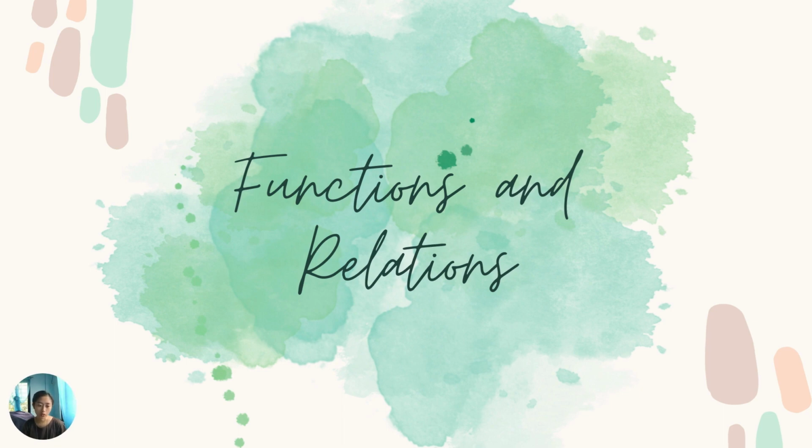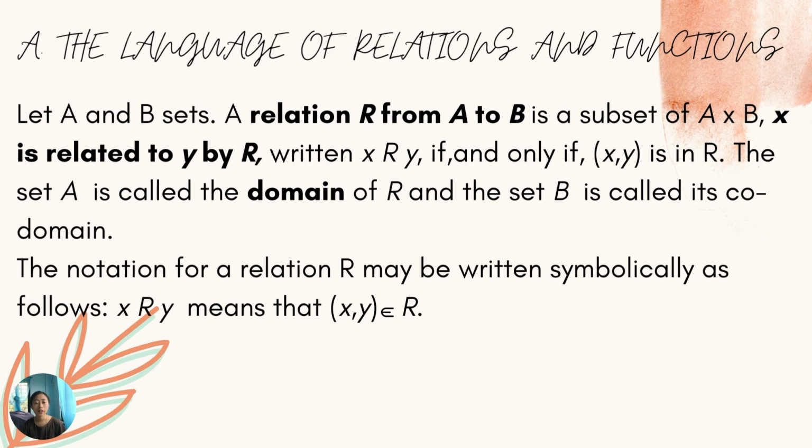Functions and relations. So first, the language of relations and functions. Let A and B be sets. A relation R, the symbol for relation, from A to B is a subset of A cross B. X is related to Y by R, written as X R Y, if and only if (X, Y) is in R. The set A is called the domain of R, and the set B is called its codomain.